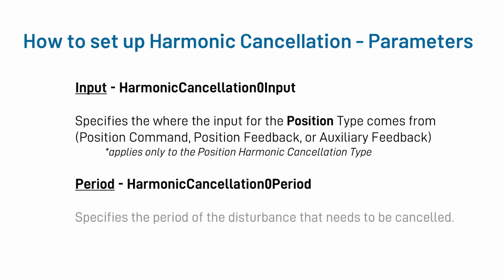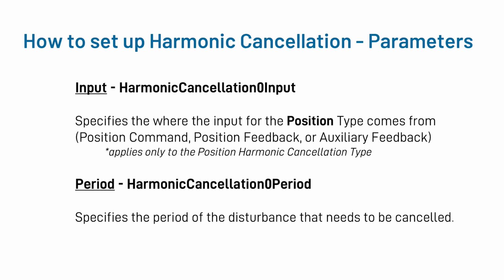The period option specifies the period of the disturbance you need affected by harmonic cancellation. This will be different depending on which harmonic cancellation type you actually configured. If you are setting up the frequency type, you will only need to configure the period parameter. This will represent the period of the signal in seconds that we are canceling. For this harmonic cancellation type, you don't need to configure the input parameter.